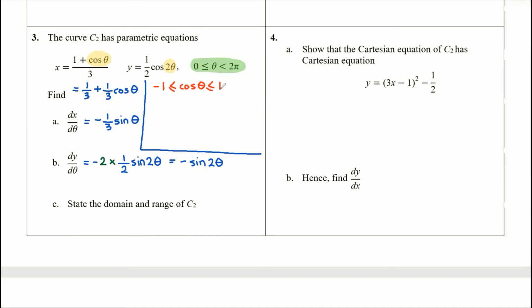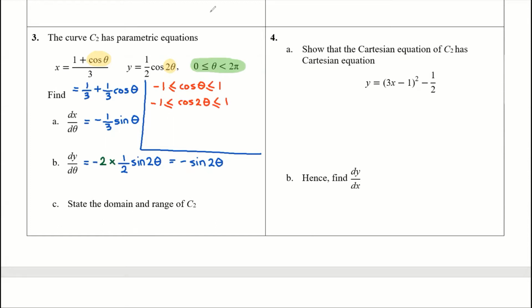Similarly, cos of 2 theta is also bounded. The 2 just increases the frequency. Just to sort of slip into physics a little bit there. But the cos 2 theta does nothing to the range of cosine. It just means that it's more frequent. So the period is doubled. Oh, sorry, the period is halved. So those are the two tools we're going to use for this part. Now, to get the domain and the range, we can just apply these two pieces of information.